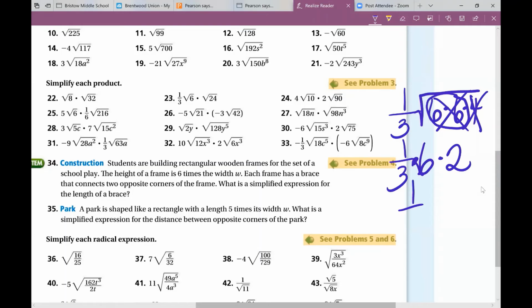So now I have 1/3 times 12. And 1/3 times 12 is the same thing as 12 divided by 3. So my final answer is a nice and pretty 4 with no radical signs at all, just the answer 4. Most of your answers today will have radicals in them, but sometimes they do not.